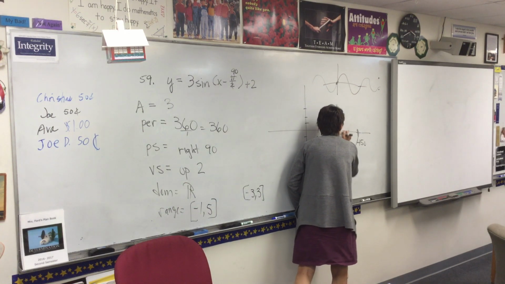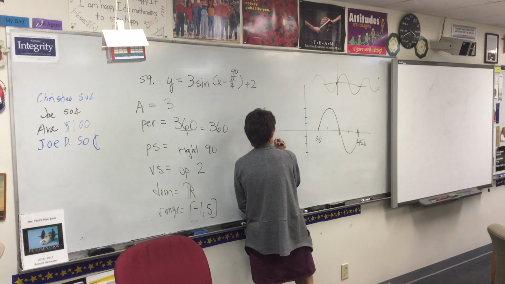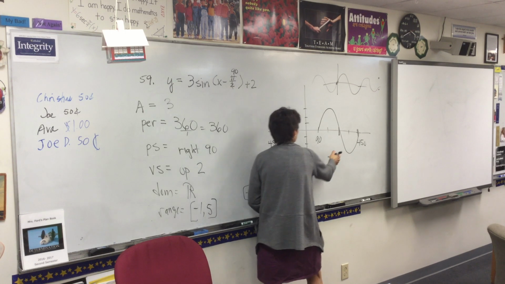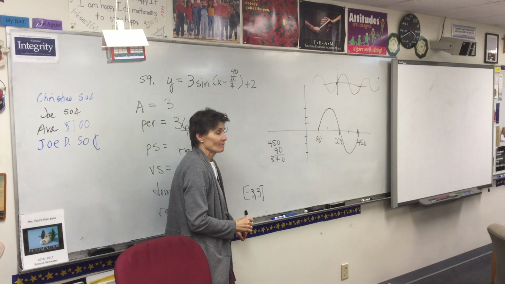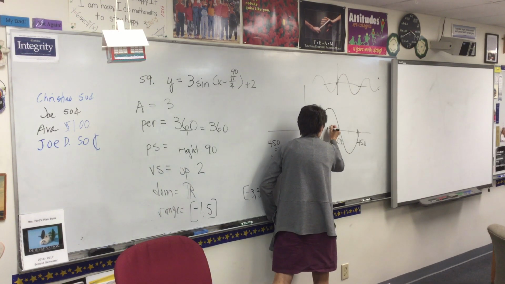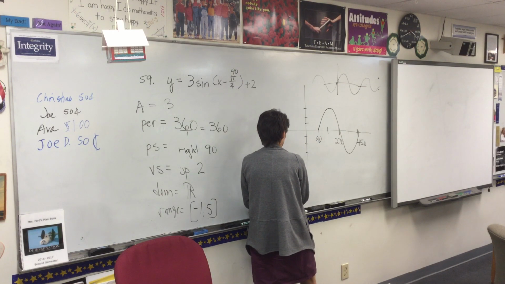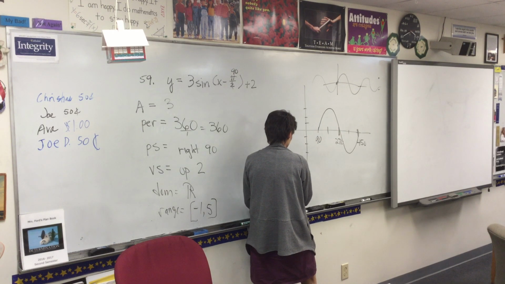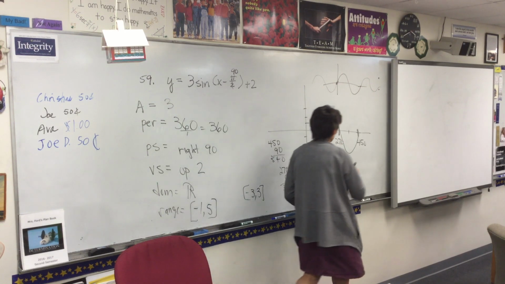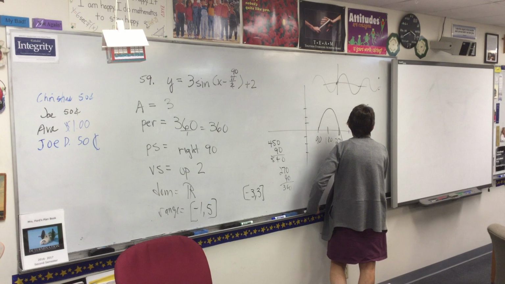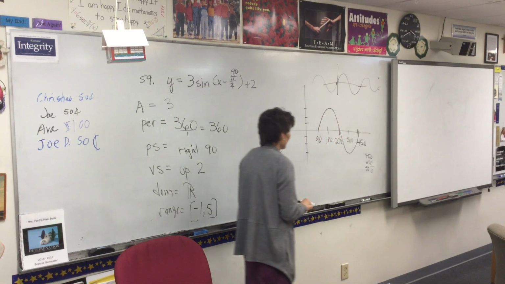Any idea how I'd find that label? Add them and divide by 2. How do I find this label? Add them and divide by 2. And how do I find this one? Add them and divide by 2. So there are the labels.